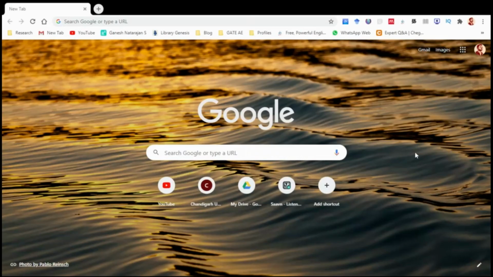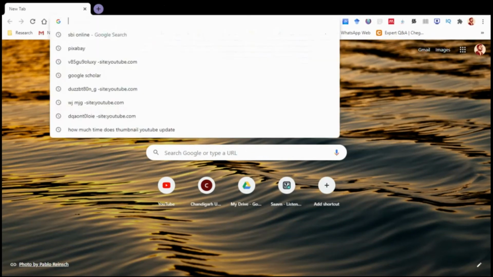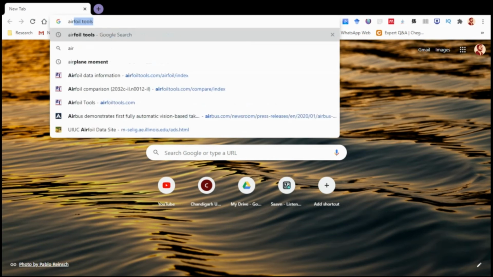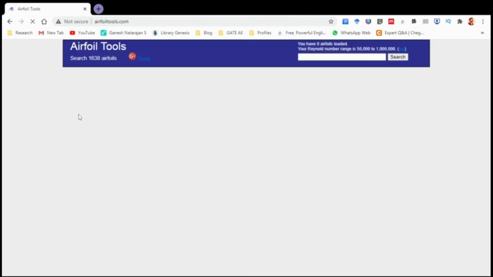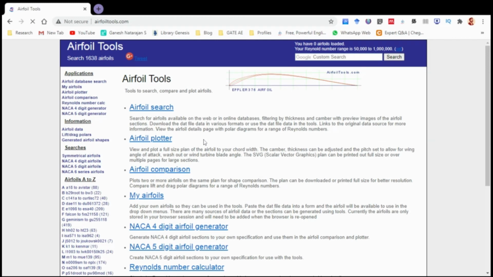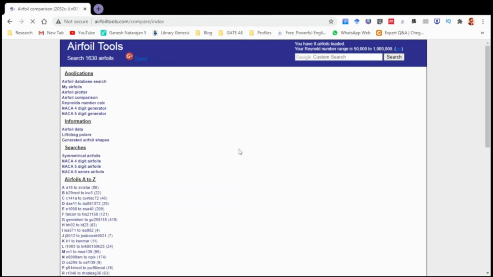Now, talking about the physical significance of the coefficients of lift, drag, and moment, we need some plots to establish this. For this, I am going to use Airfoil Tools, a website with a collection of foils and plots. For establishing a better knowledge, I am going to compare different kinds of airfoils and the coefficients of all those airfoils.